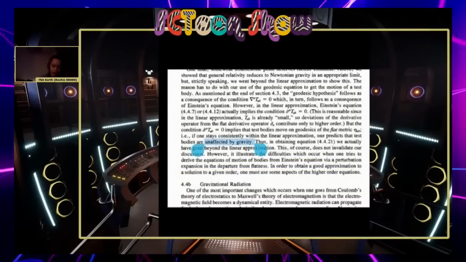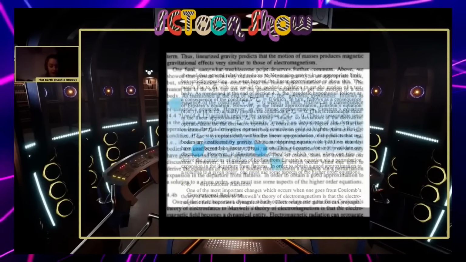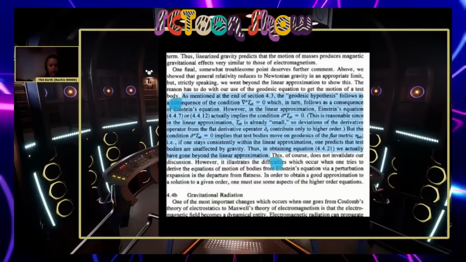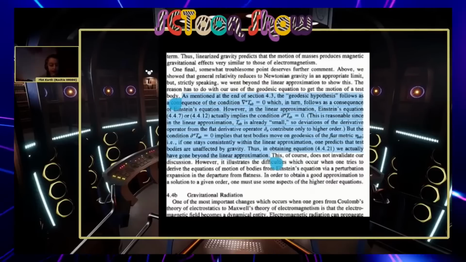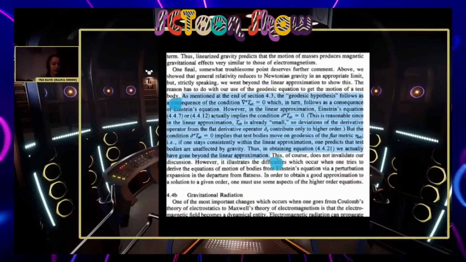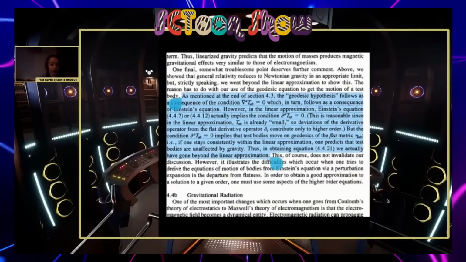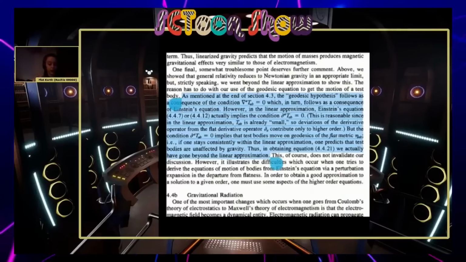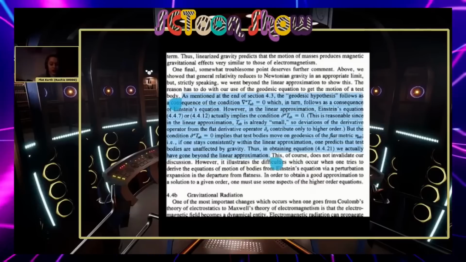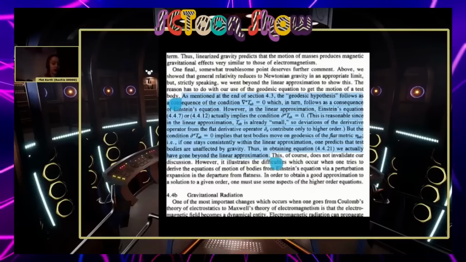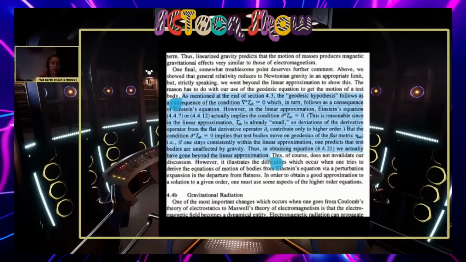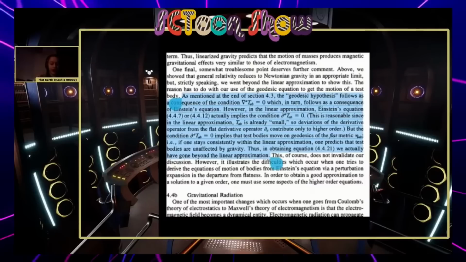They tell you that it reduces to Newton's, but it doesn't. There's a document that says that linearized gravity predicts that the motion of masses produces magnetic gravitational effects very similar to those of electromagnetism. On one final note, somewhat troublesome point, it says that it deserves further comment. Above, we showed that general relativity reduces to Newtonian gravity in an appropriate limit, but strictly speaking, we went beyond the linear approximation to show this.